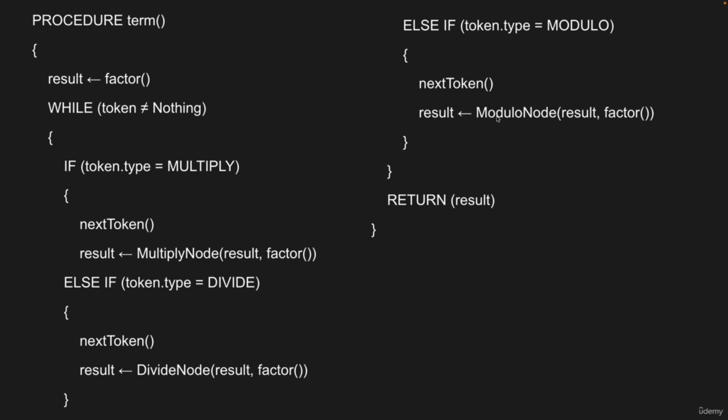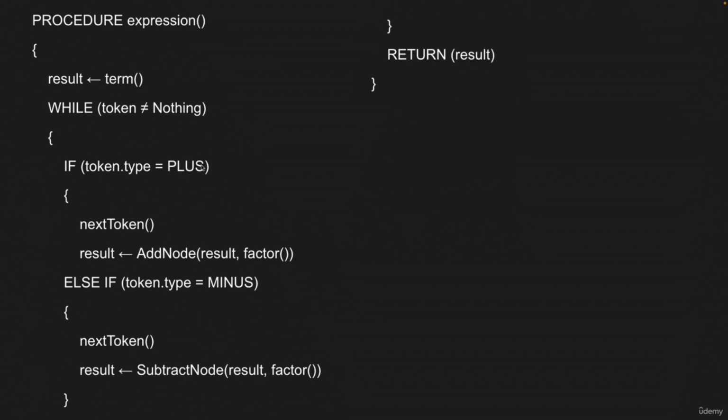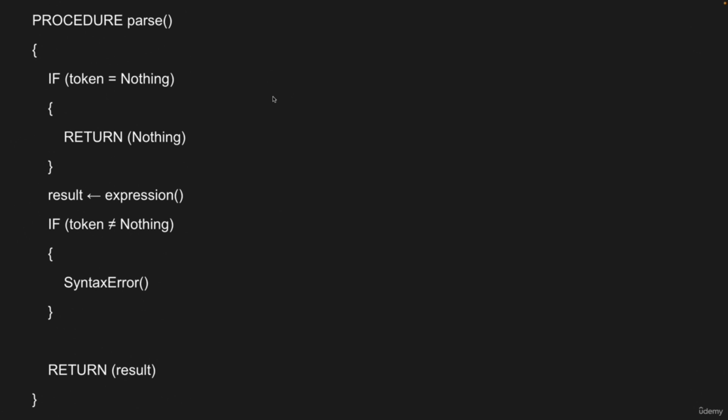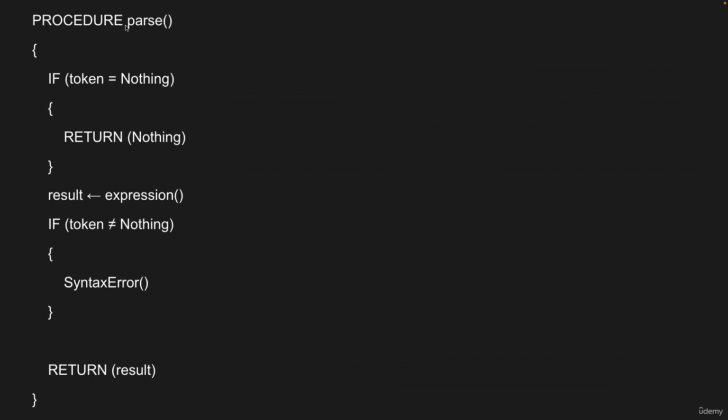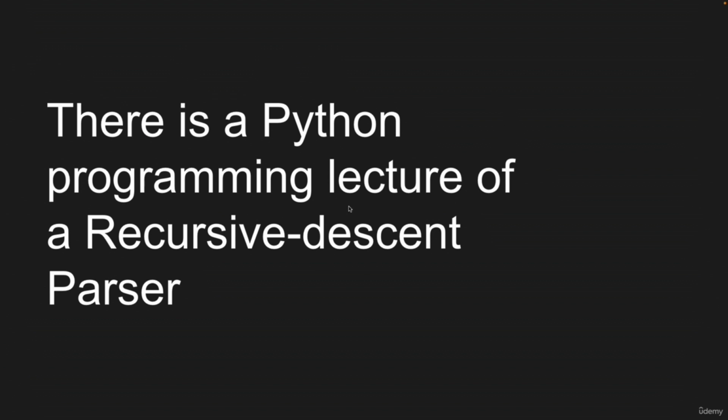It returns the nodes. And then expression is just detecting the plus and minus, so right here like this. If you would like to go into more of the pseudocode, just pause the video to see more of it. The procedure part should be easy. It's kind of unnecessary, but you're just getting the expression, calling the expression function, and returning it. So again, that's a Python programming lecture of a recursive descent parser, and that's pretty much it for grammar.